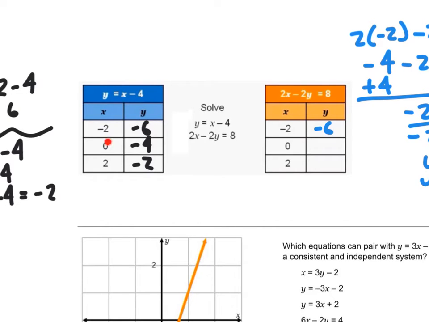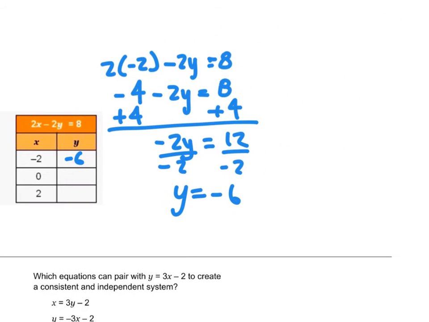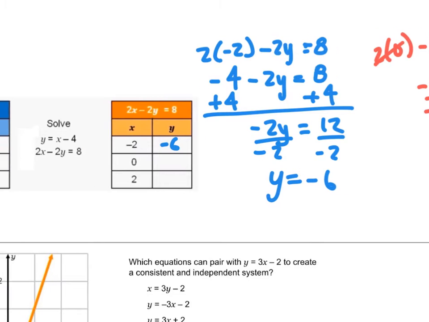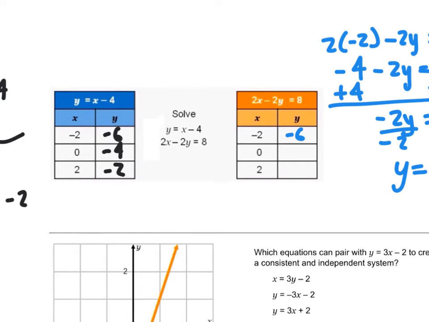Well, let's see what happens when we plug in 0. This will be a little bit easier. If I take 2 times 0 minus 2y, is that equal to 8? 2 times 0, that's just 0. So you get negative 2y is equal to 8. Divide by negative 2, divide by negative 2, and so y is equal to negative 4. Whoa, wait a minute. It's the same thing here, and it's the same thing here. Well, hold on. Let's try the last one.